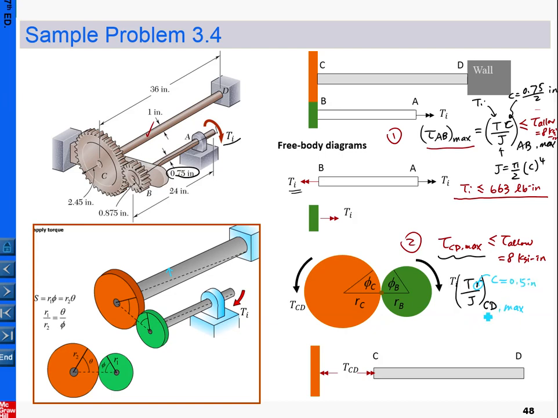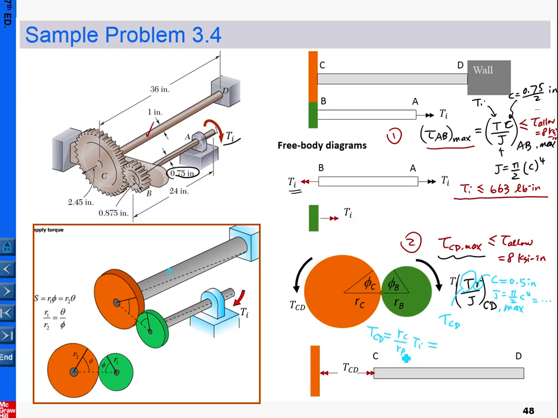Therefore J equals pi over 2 times c to the fourth power. I leave you the detail of the calculation. And now what is T here? T is the torsion in shaft CD, so basically T_CD. What is T_CD? Again, we're looking into our free body diagram. If you remember, T_CD is in balance with this T_I, so T_CD should be equal to R_C over R_B times T_I.